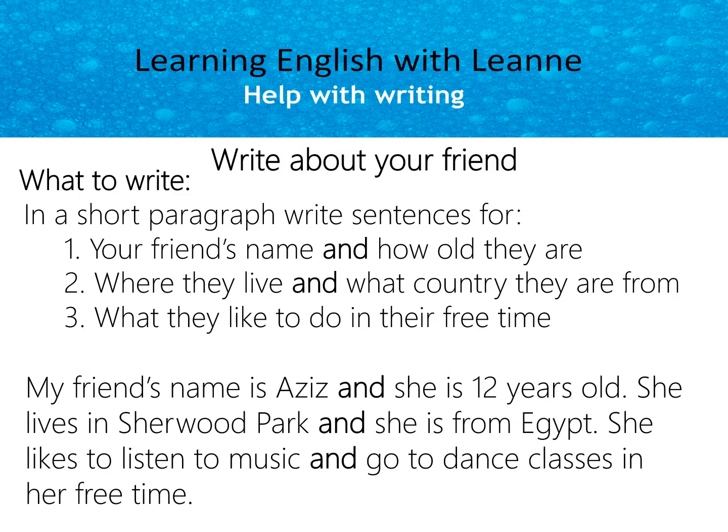Sentence number 1, your friend's name and age. My friend's name is Aziz and she is 12 years old. Sentence 2, where they live and what country they are from. She lives in Sherwood Park and she is from Egypt. Sentence number 3, what they like to do in their free time. She likes to listen to music and go to dance classes in her free time.